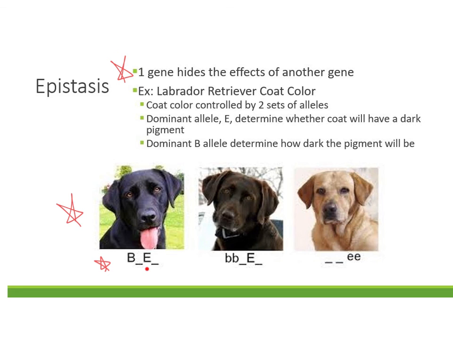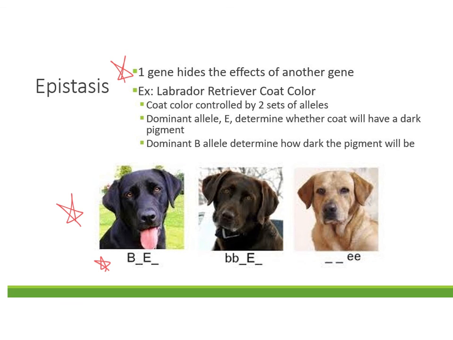So if you see here, we have at least one capital E, it's going to either be a black lab, or if it has at least one capital E, it can be a chocolate lab. So capital E is going to mean dark. Then if there's no capital E, if you're little e, then it's automatically going to cause the phenotype of a yellow lab.